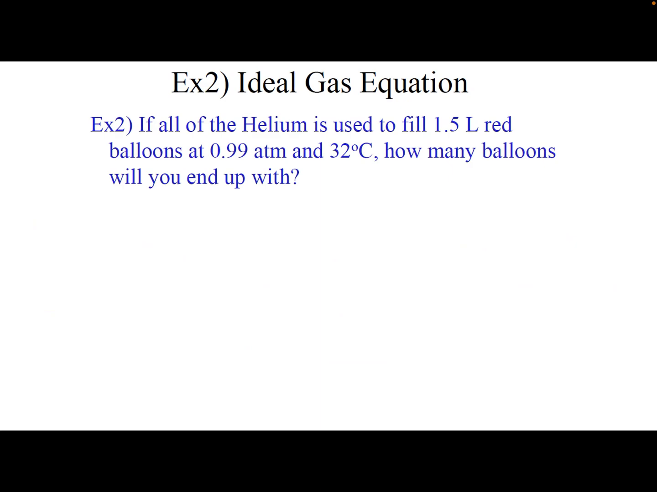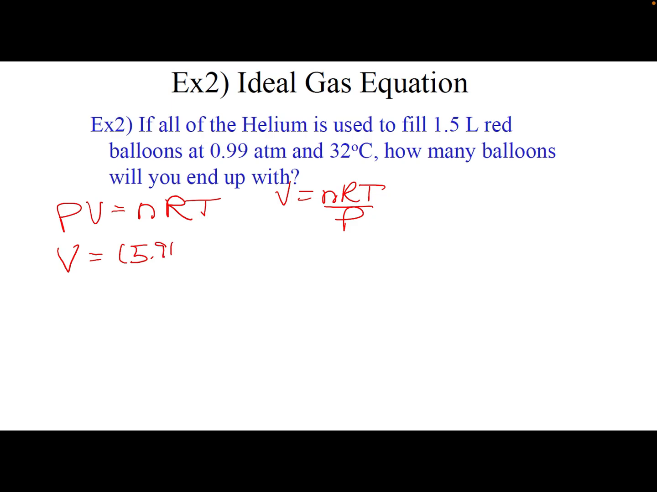All right, example number 2. It says if all of the helium is used to fill 1.5 liters of red balloons at 0.99 atmosphere and 32 degrees Celsius, how many balloons will you end up with? Okay. Well, let's see. Let's use the ideal gas equation, PV equals nRT. All of the helium, we know how many moles of helium we have, so we're going to solve for a volume, and I'll show you why in just a moment. So volume is going to be nRT over P.